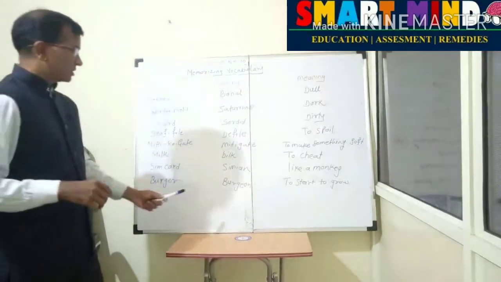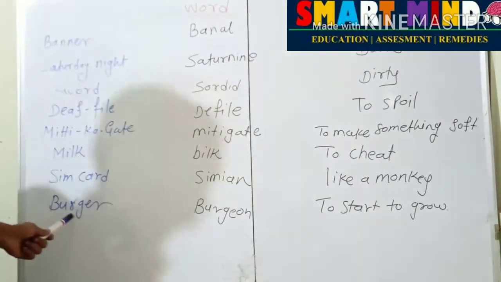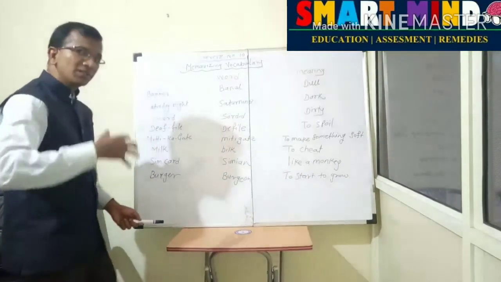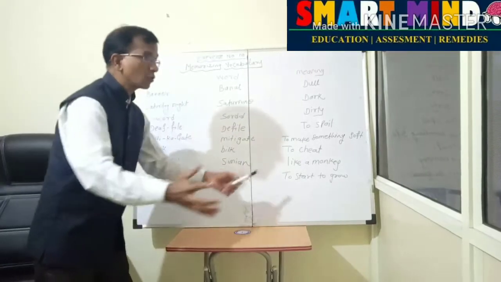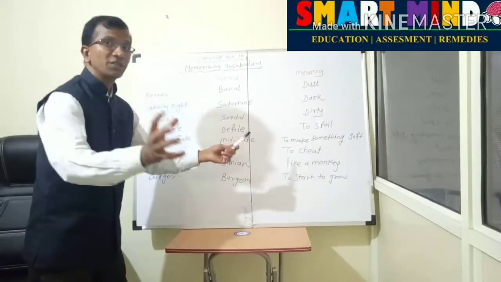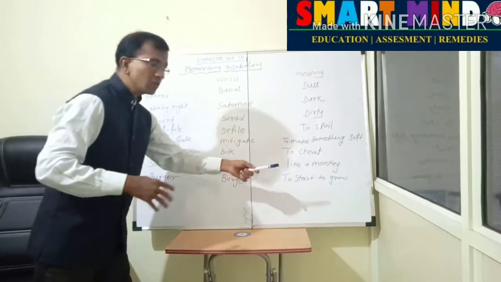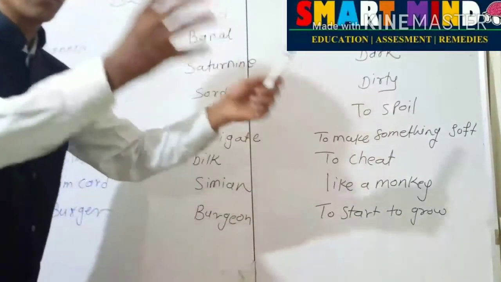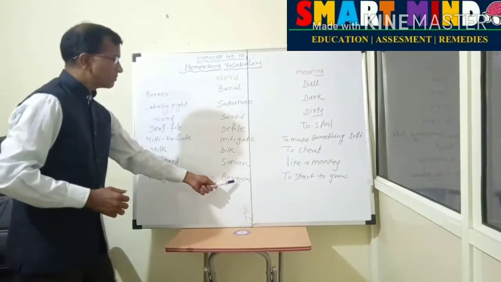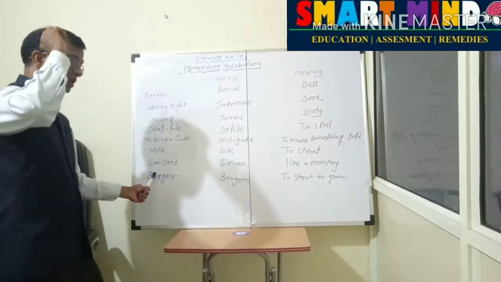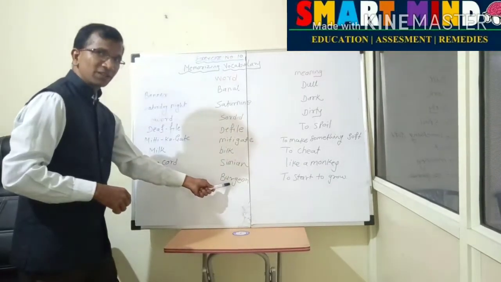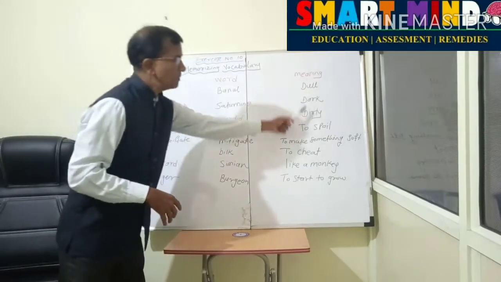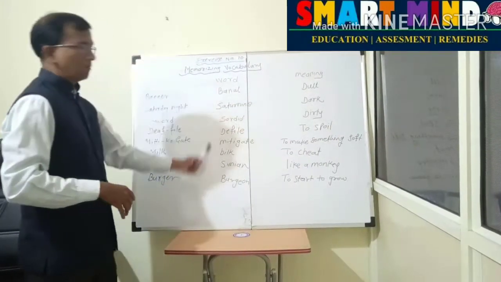Now, the last word, Burgian. Burgian, burger. You want to eat the burger, but suddenly it starts growing, increasing in volume, increasing in figure. You want to eat it, but you are not able to eat it. Why? It starts to grow and grow and grow. So you have to remember Burgian like a burger that grows. So important it is: these words you have to link with the meaning, and automatically you come to the main word.